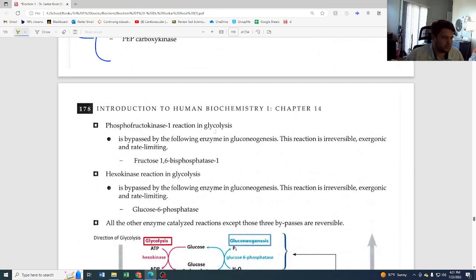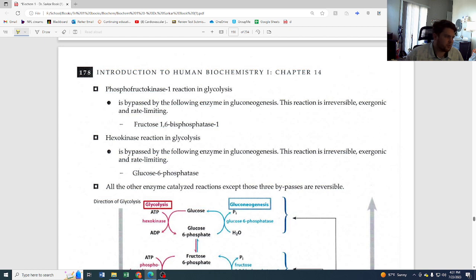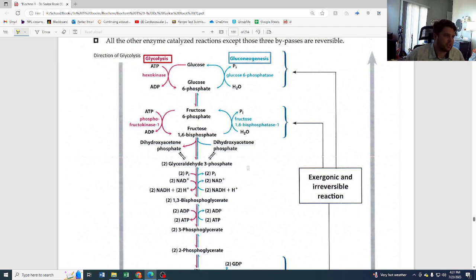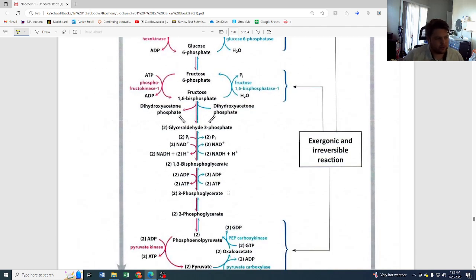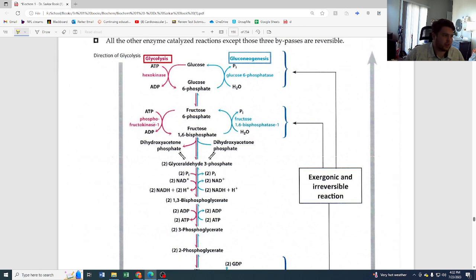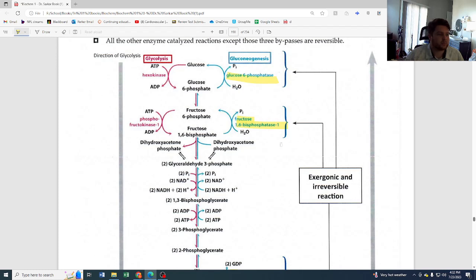Phosphofructokinase is bypassed by the following enzyme in gluconeogenesis: fructose 1,6-bisphosphatase 1. The hexokinase reaction is reversed or bypassed by glucose 6-phosphatase. All the other enzymes catalyze reactions, except those 3 bypasses, that are reversible. So all the others are reversible, so they don't need any specific help. So this essentially is the exact same process as glycolysis. The only thing you need to remember now is to plug in, rather than pyruvate kinase, hexokinase, and phosphofructokinase, these 3 or 4 different enzymes in those 3 specific steps.